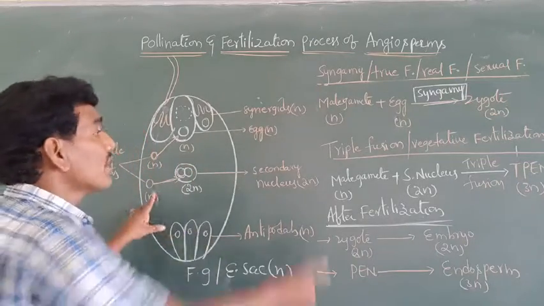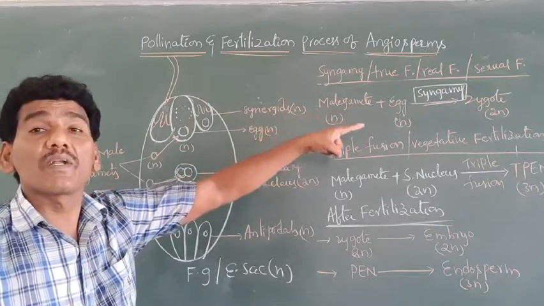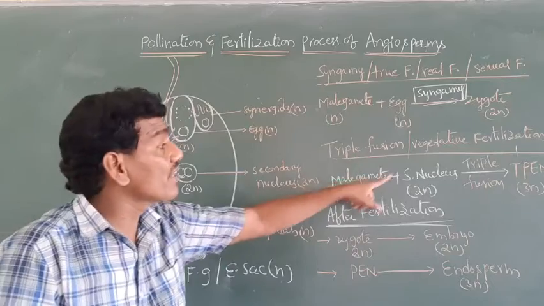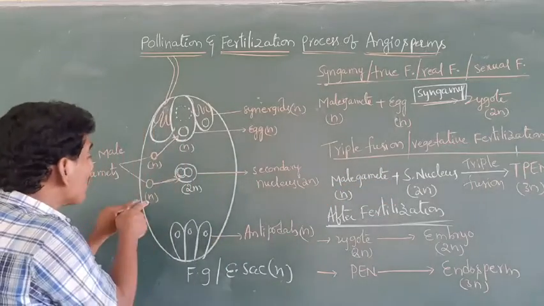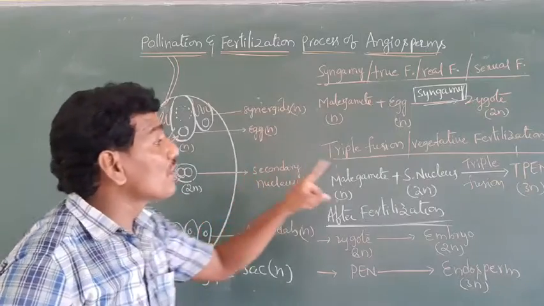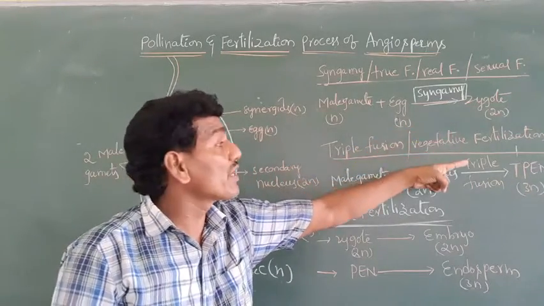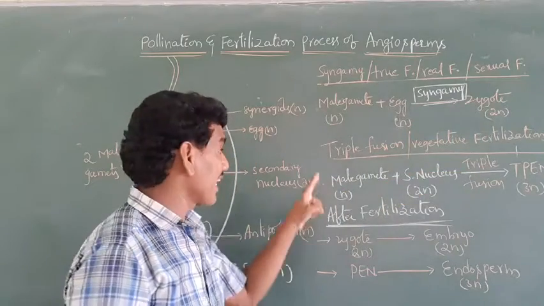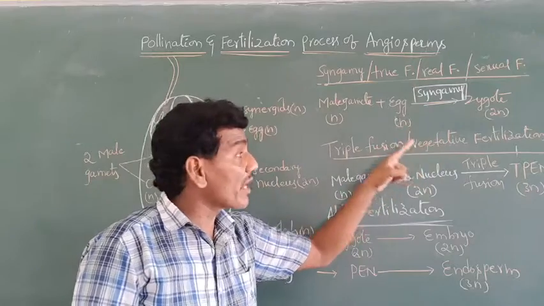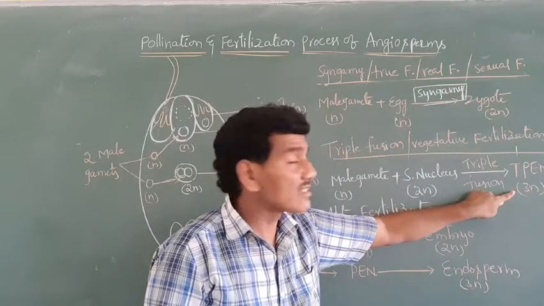Right. What is meant by triple fusion? One more name for triple fusion is vegetative fertilization. The second male gamete fuses with the secondary nucleus. The male gamete ploidy is N, the secondary nucleus ploidy is 2N. The result of triple fusion is a triploid primary endosperm nucleus. The ploidy of the triploid primary endosperm nucleus is 3N.